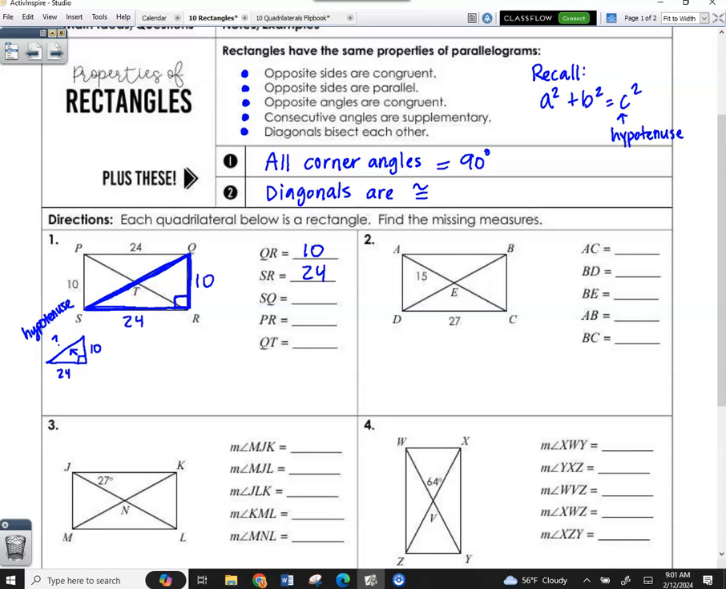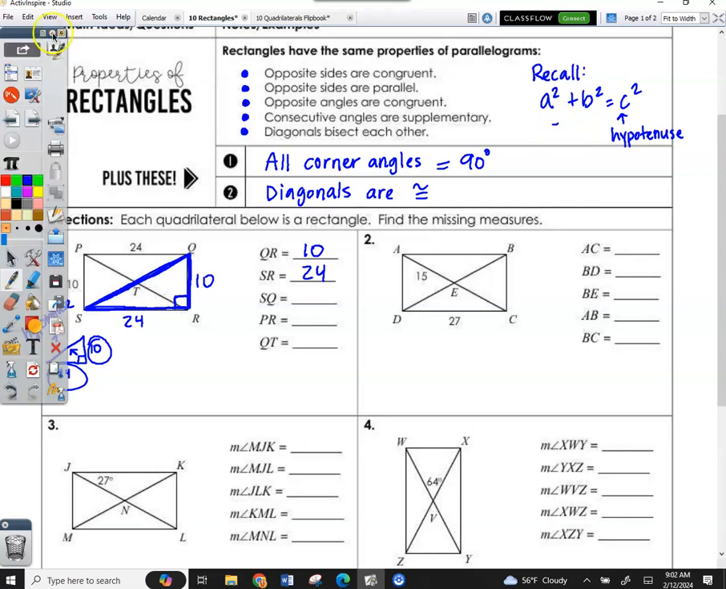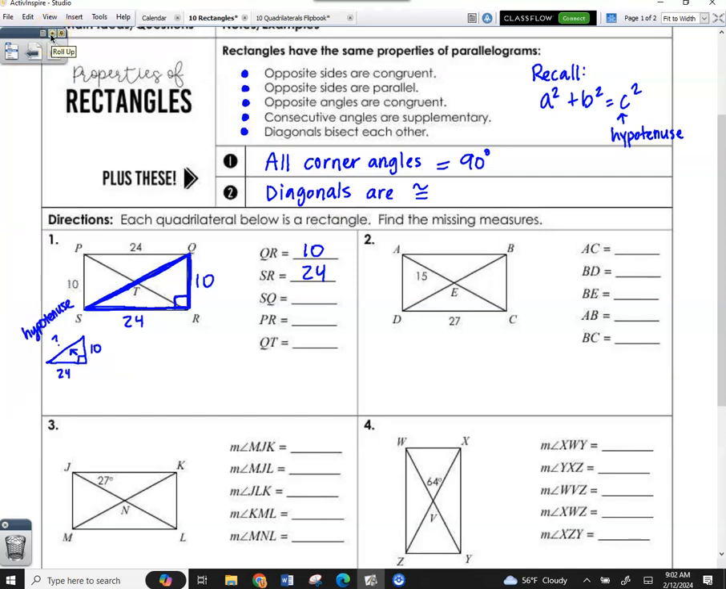So what letter can I call this that would help me with my formula? C. I could call this C. Now, does it matter how I use these two? It does not matter at all because they're just going to get squared and then added together, which means the order doesn't matter there. So it doesn't matter how you plug 24 and 10 in, as long as it goes in place of A and B. You with me? So we got 24 squared plus 10 squared equals C squared.